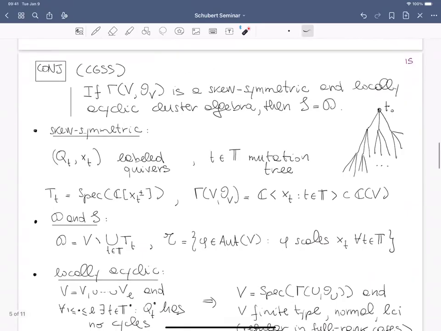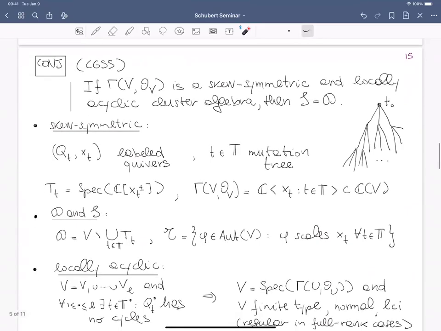Now, the theorem I'd like to talk about today is a special case of a more general conjecture that I think is also in our paper, and I think is at least as interesting as the theorem. And the conjecture is the following. So we conjecture that if you have a scheme such that the ring of regular functions is a skew-symmetric and locally acyclic cluster algebra, then the stabilizer locus is actually equal to the deep locus.